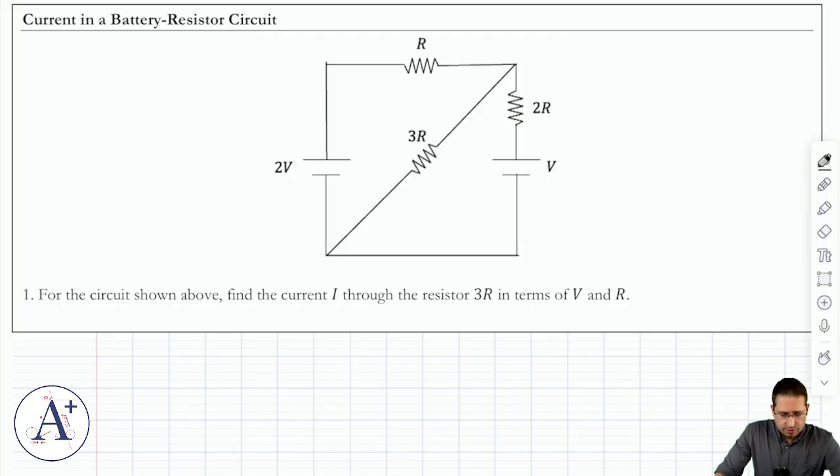Okay, so for this circuit here, we want to find the current I through the resistor 3R that's diagonally set up like this in terms of V and R. Okay, so perhaps first things first. The only reason why we would draw a resistor slanted is to confuse you or to scare you. That's it. There's no real reason. You can make an argument that it's aesthetics, but I don't even buy that. It's really just to confuse you.